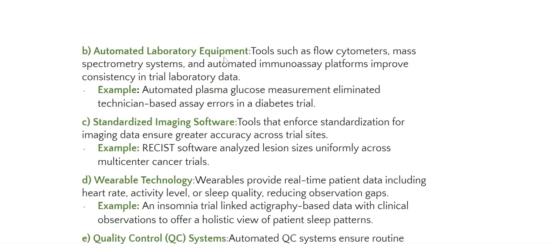We have automated laboratory equipment. Tools such as flow cytometers, mass spectrometry systems, and automated immunoassay platforms improve consistency in trial laboratory data. Example: automated plasma glucose measurement eliminated technician-based assay errors in a diabetes trial.